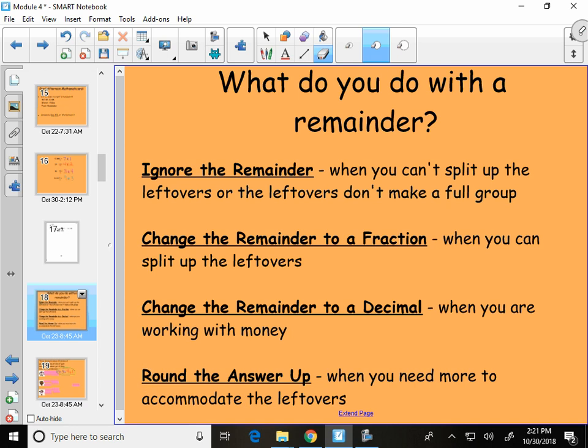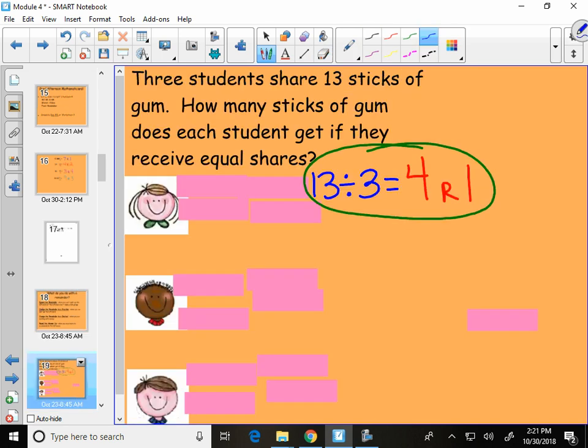I think we can split up the leftovers. We're going to choose this one. We're going to change the remainder to a fraction. Oftentimes, if it's food, you can change the remainder to a fraction. And I see that there's one piece of gum left. How would you divide that between 3 kids? You would split it into thirds, right? The first kid would get a third of a piece. The second kid would get a third of a piece. And the third kid would get a third of a piece.